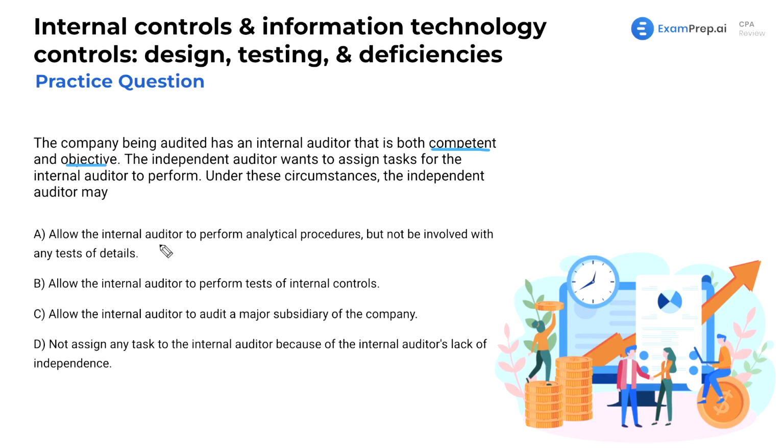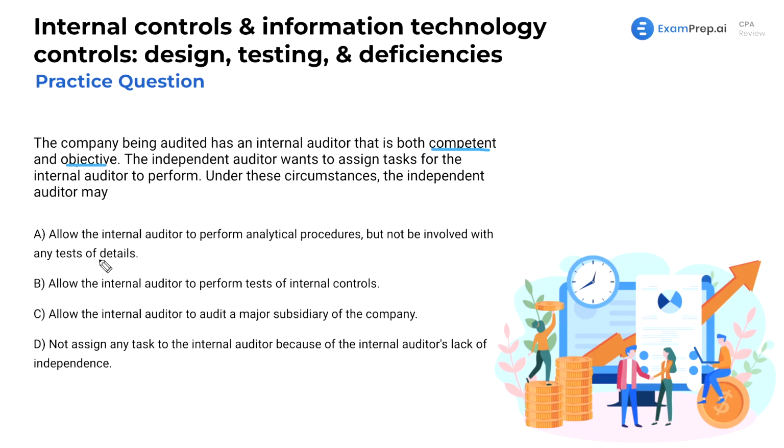Allow the internal auditor to perform analytical procedures, but not be involved with any tests of details. I like this. I like this a lot. Well, in terms of what the auditor may allow them to do, first off, can the independent auditor allow the internal auditor to perform analytical procedures but not be involved with any tests of details? Well, the auditor can request direct assistance from the internal auditor when doing the audit. So this is allowed. It's just what particular actions can we actually allow them to do?